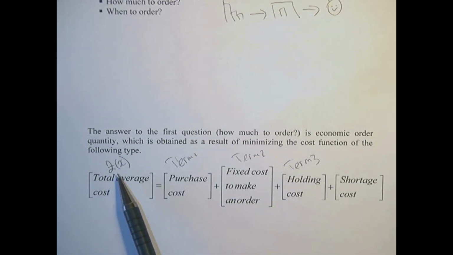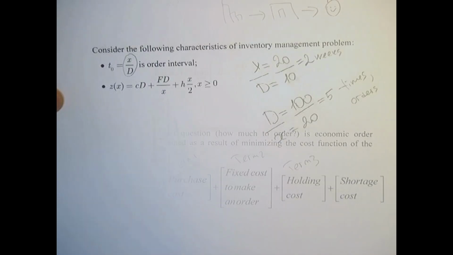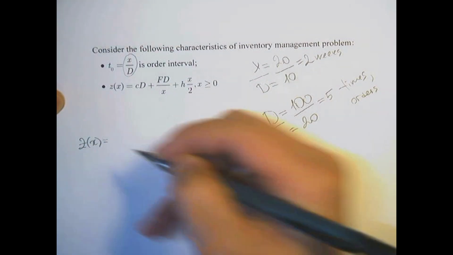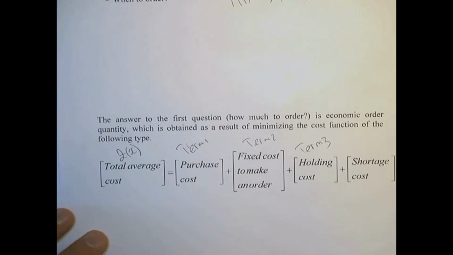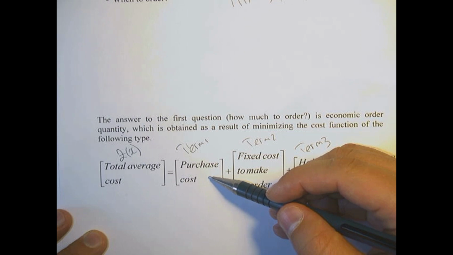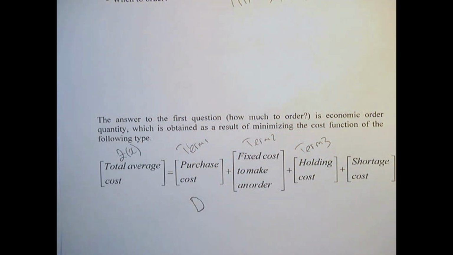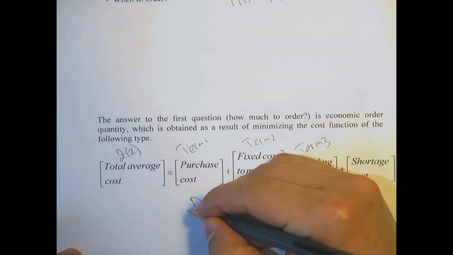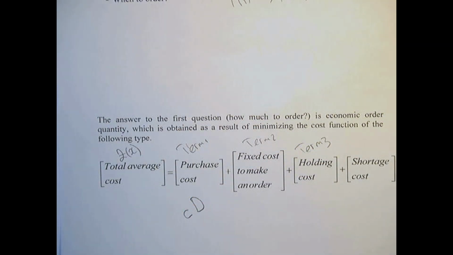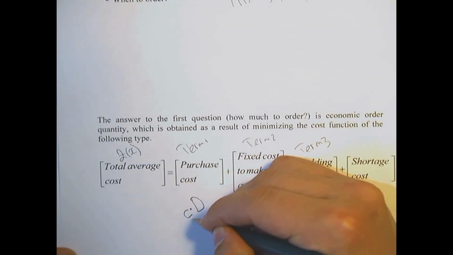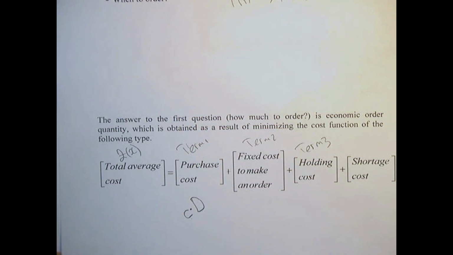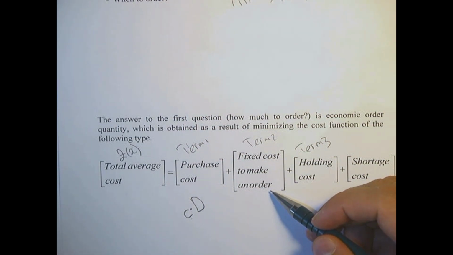Now let's derive the formula for the total average cost function z of x. The first term is the following. We should buy our goods, and we assume that demand rate is d units per time period. For instance, per week our customers need d liters of orange juice. We pay our supplier c for each liter, so our purchase cost, term number 1, is c times d.